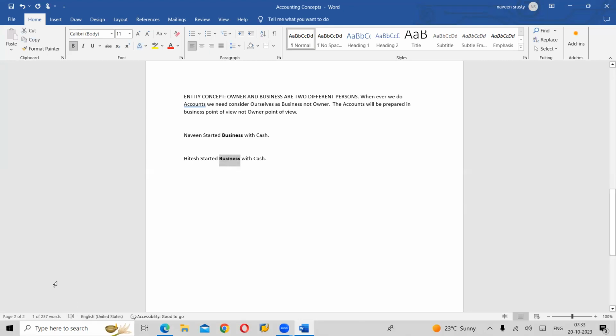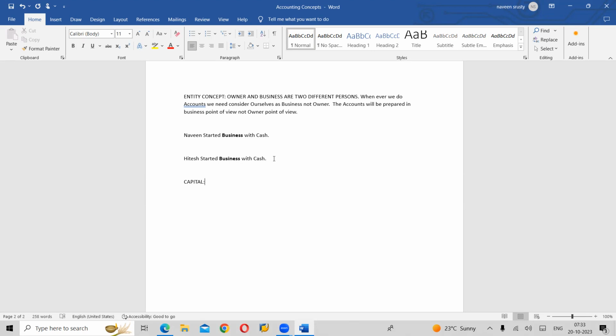What is Naveen giving to us? Capital. Cash. That is nothing but to run our activities. So Naveen started business with cash and Hitesh started. Here we are the business and they are giving cash to us. So the basic terminology: we have capital. In the balance sheet, where will we take capital?